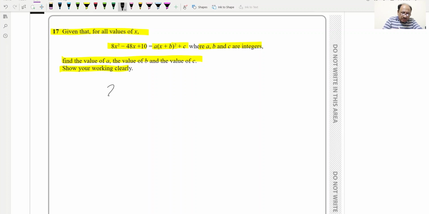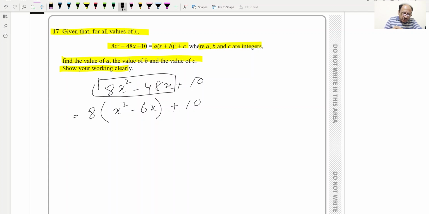So we'll take the equation given, 8x squared minus 48x and plus 10. We need to get rid of this. We don't want the coefficient of x squared, so we'll take 8 common. So inside will be what? Inside we can write x squared minus 6x and plus 10. We are taking common only from these two terms.